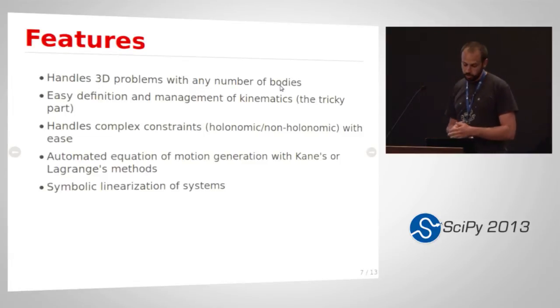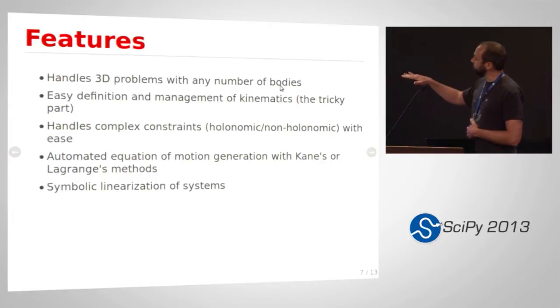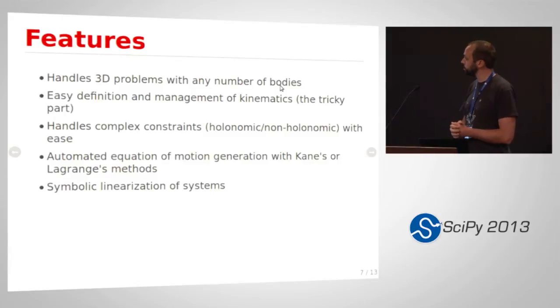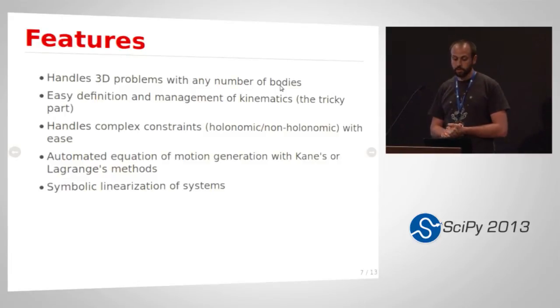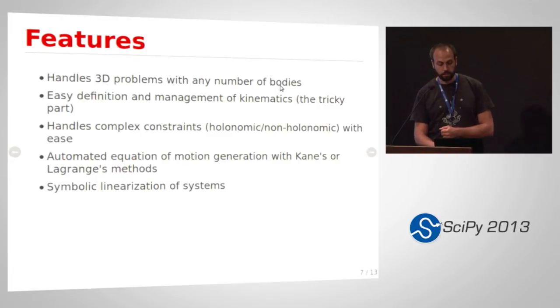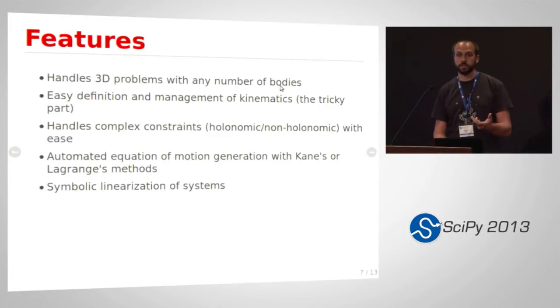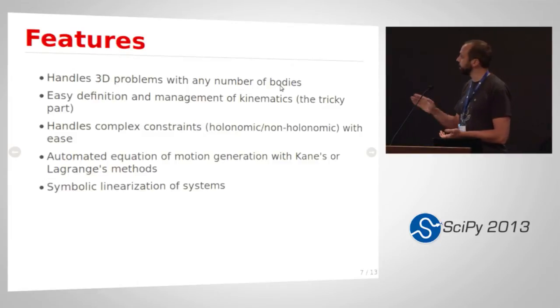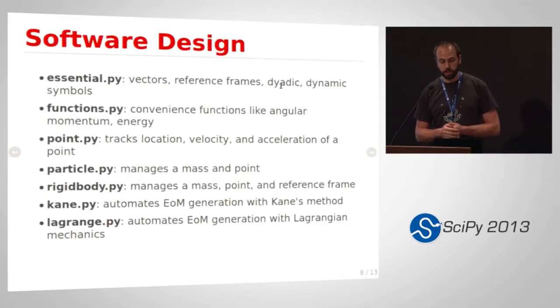And the other things, we can handle non-holonomic and holonomic constraints, right? So like rolling without slip and different motion constraints. All that's handled. We also have automatic equation of motion generation. So once you set up the kinematics, we have methods in there that automatically go from the kinematics to the equations of motion. And finally, we have automatic linearization of systems. So a lot of times, particularly for control design, you deal with linear systems. And so we can automatically symbolically linearize the equations of motion that we develop with this package.